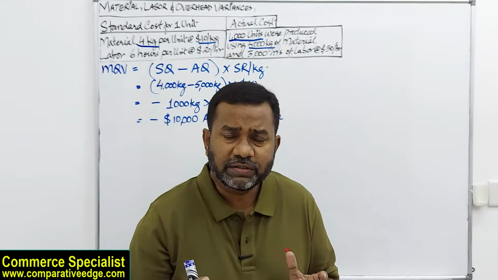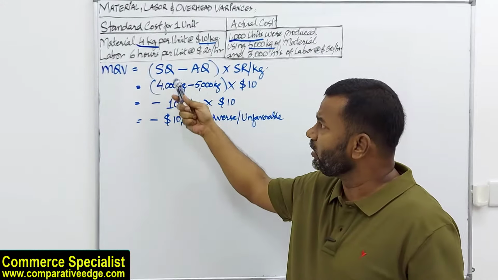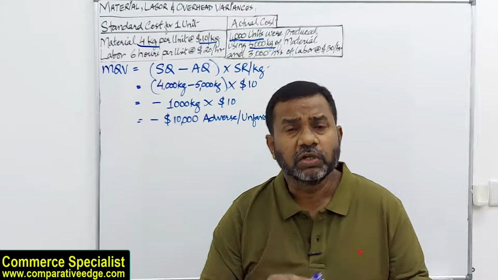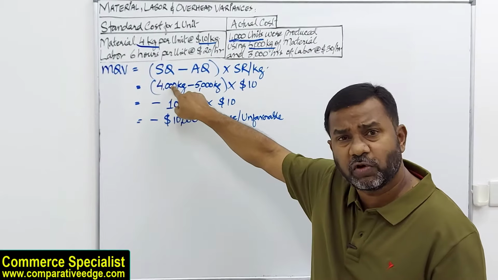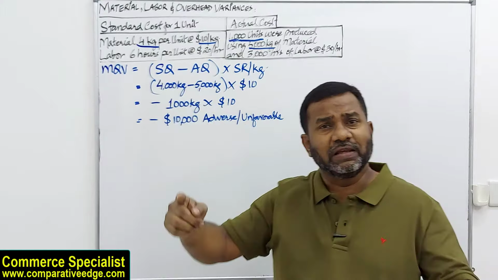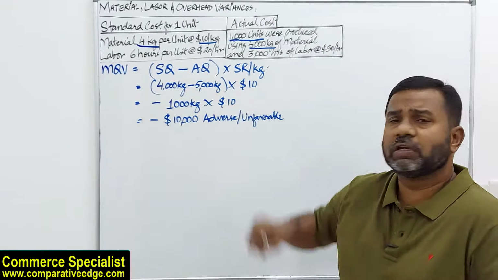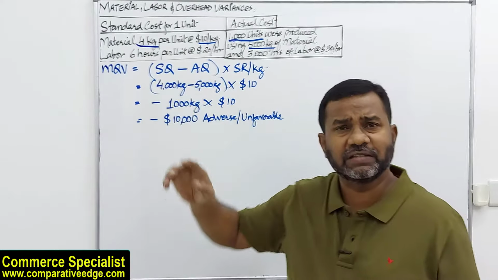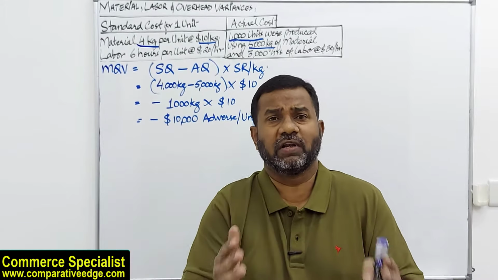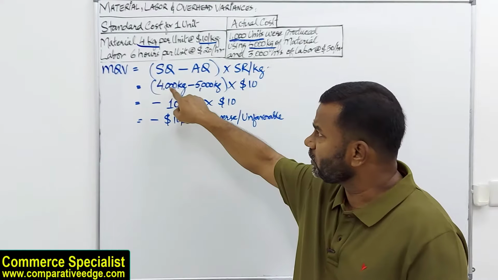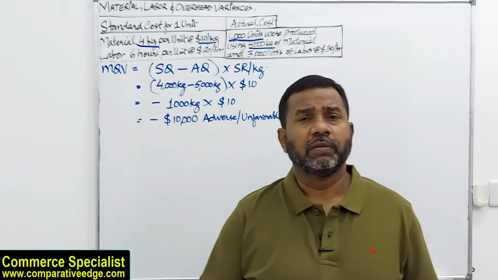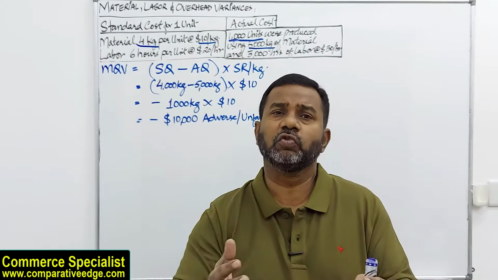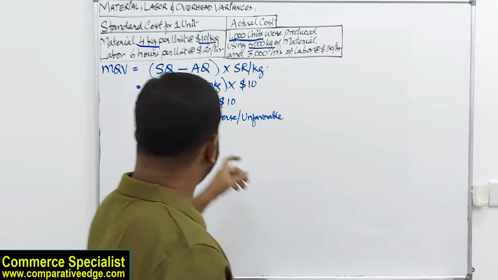Now, why is this adverse? Please understand, standard quantity means in order to make 1000 units, you were supposed to use a maximum of 4000 kilograms. But instead, you used 5000 kilograms. The company was mentally ready for utilizing 4000 kilograms. That is the allowed quantity for you. If you are the laborer, you are supposed to utilize 4000 kilograms in order to make 1000 units. But you ended up using 5000 kilograms. Because you used more than the standard amount, it has to be an adverse variance of 10,000.